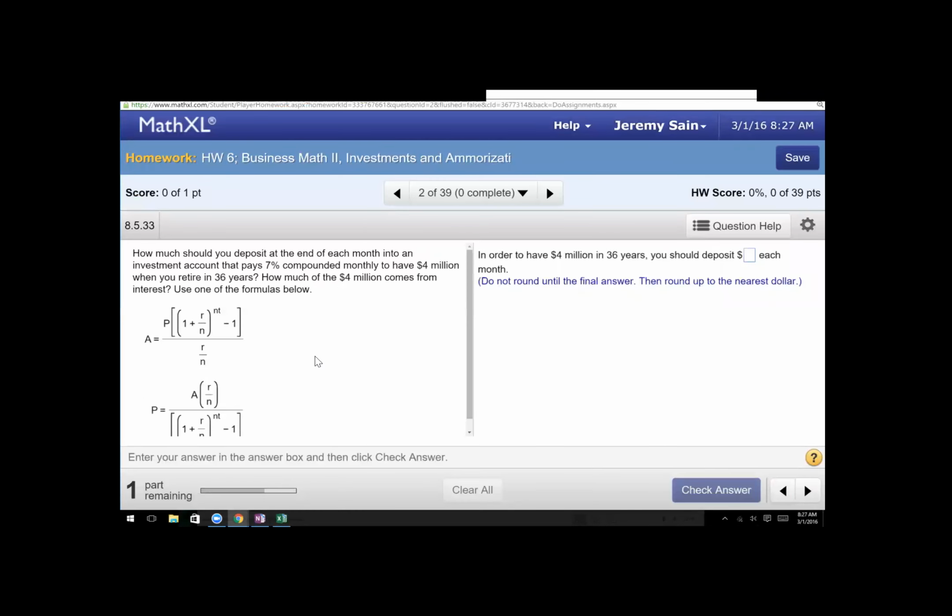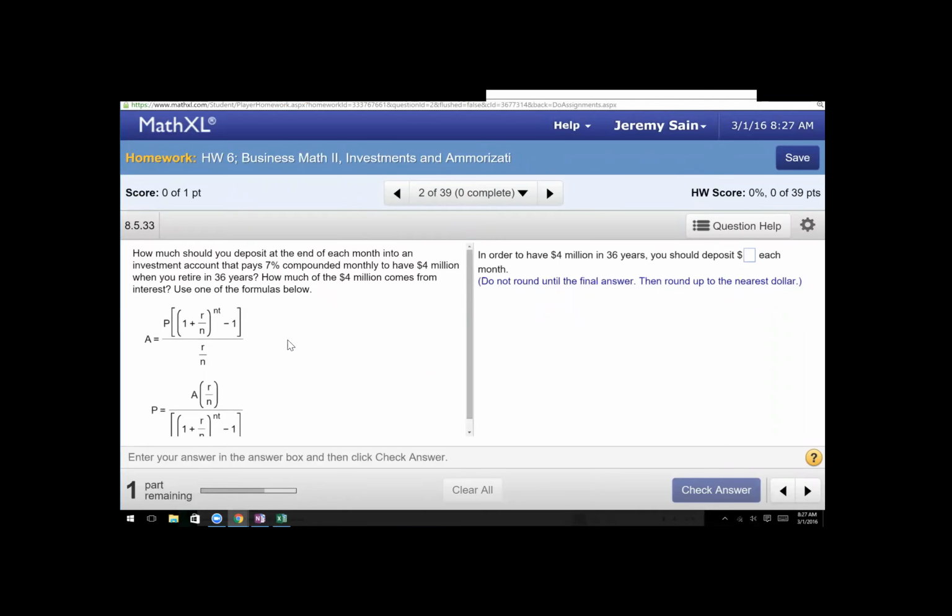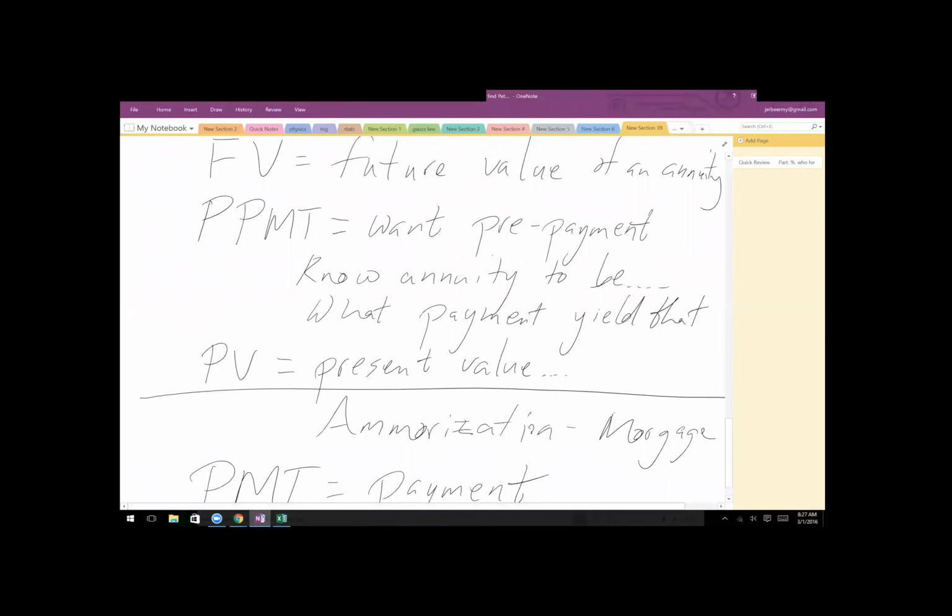So let's go in here. They give you the formula. You can see what the formula looks like. It's ugly, so we're not going to use the formula. We're going to use Excel. How much should you deposit at the end of each month into an investment that pays 7% monthly to have $4 million when you retire in 36 years? How much of that $4 million comes from interest? Use one of the formulas below. All right. So this time we know what our goal is, right? We're looking for what we pay in. So we're going to use the PPMT because, again, we know what we want to wind up with. We need to know what payments will get us there. All right.